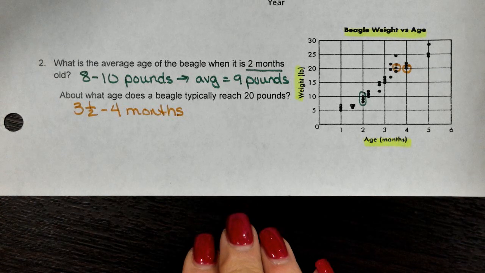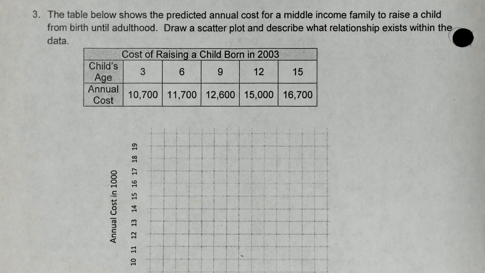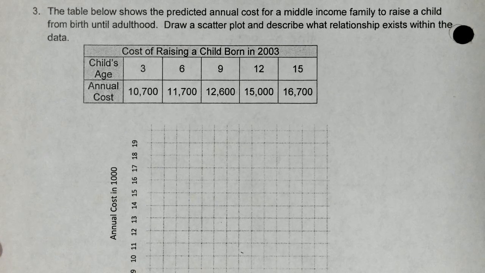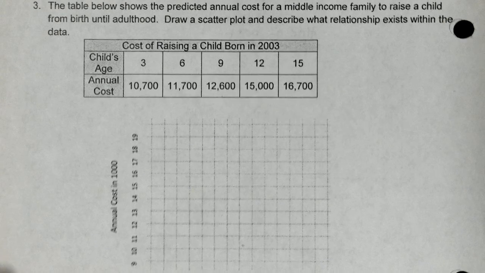Okay. All right, so let's go ahead and flip over to the back. We're actually going to create some scatter plots on the back. Sometimes you have to create your number line, sometimes they will give you a number line. It all just depends. So the table below shows the predicted annual, which is yearly, cost for a middle income family to raise a child from birth until adulthood. Draw a scatter plot and describe what relationship exists within the data.